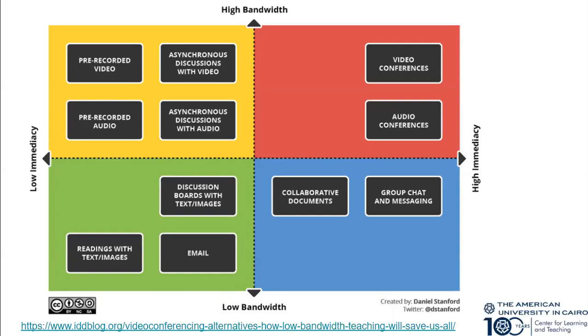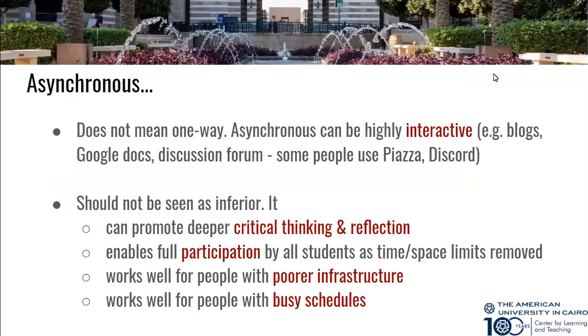Sometimes you want people to read something. It can have images or whatever, but it doesn't need high bandwidth. And of course, you can have a discussion board with text and images, and those things don't take up a lot of bandwidth, and then everyone can do it in their own time. The important thing, I think, is that a lot of people tend to think that asynchronous means one way, like you're broadcasting, but it doesn't. It can be very, very interactive.